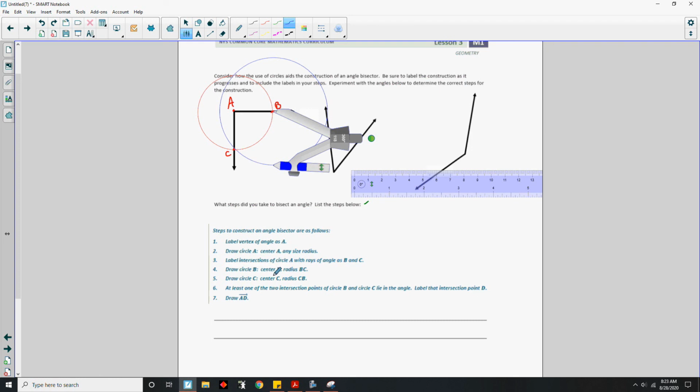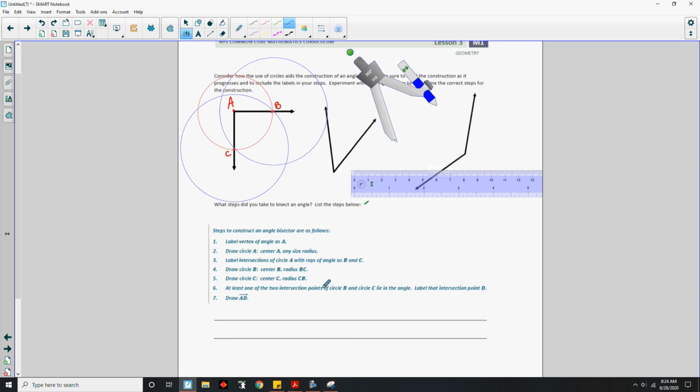And then draw circle C, centered C, radius CB. Well, if I put my compass here and draw a circle, I'm going to go through B because BC and CB are the same thing. See that? BC radius, CB radius. It's the same segment, same radius, so it's a circle with the same radius. So don't adjust your compass when you're moving from centering at B to centering at C. So now I've drawn 2 circles, and it created 2 intersections.